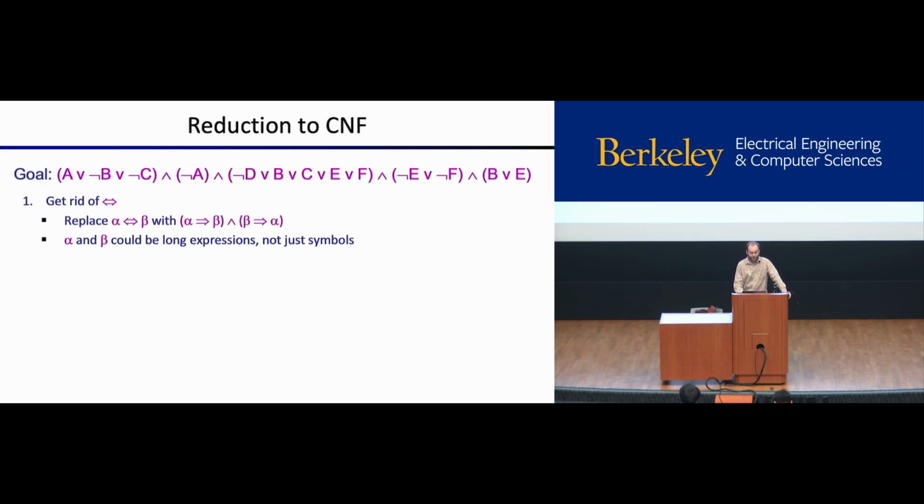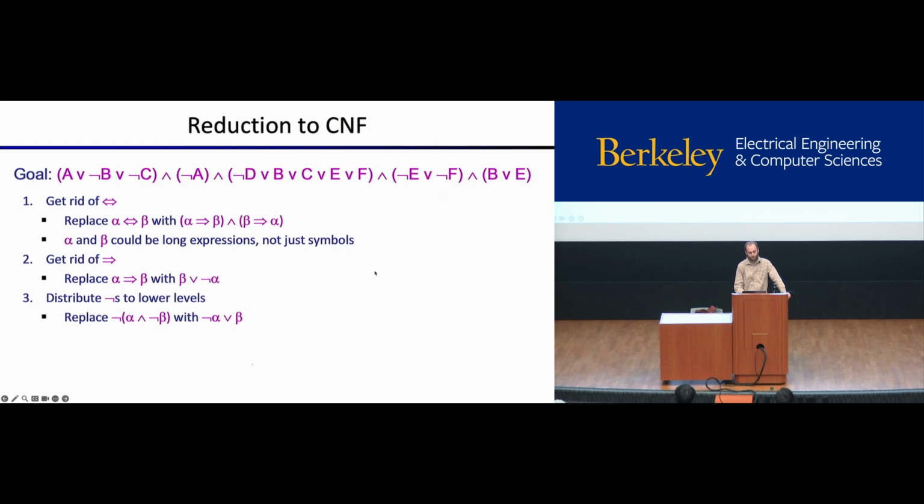So then, reducing to conjunctive normal form, we want something that looks like this. So we get rid of the biconditional. We replace that with two implications. And these alpha and beta, they can be big, long expressions. There can be parentheses with a whole lot of stuff inside. They don't have to just be symbols. We get rid of the implications like that. I'm going to go through this quickly because you can look it up.